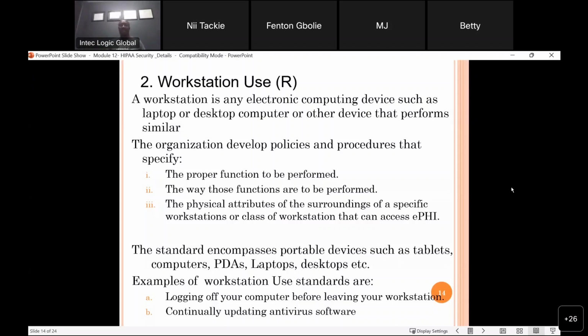Physical attributes of the surroundings of a specific workstation or class of workstation that can access PHI. What is the physical attribute? Their workstation, how is it? The way the environment is, anybody who walks in can see everything they are doing or can see their screen. This is very, very important to HIPAA.